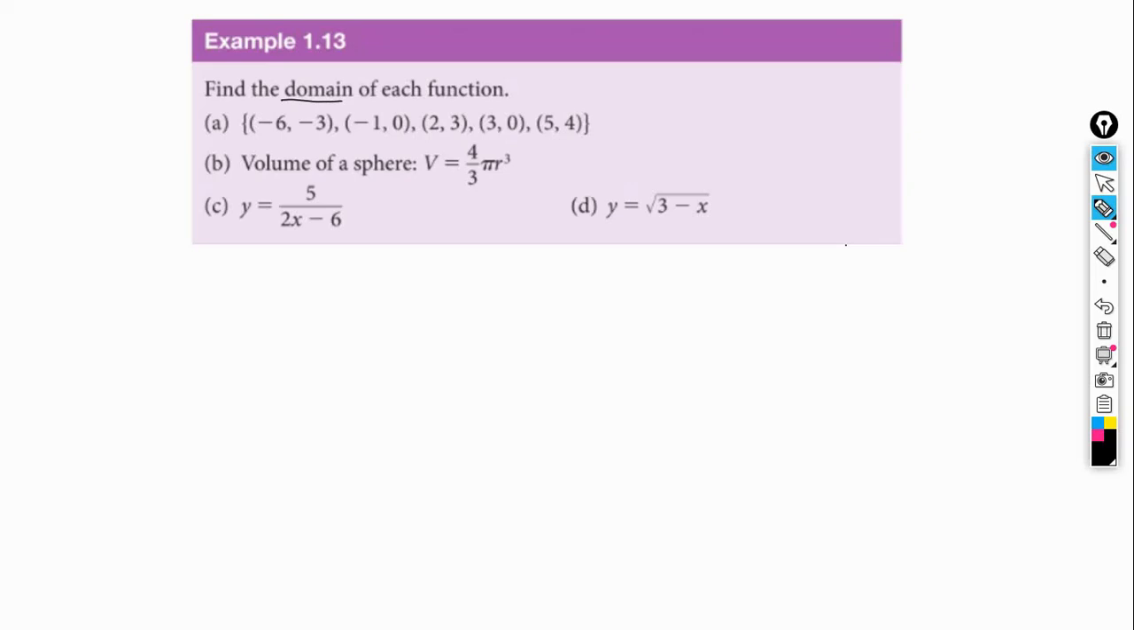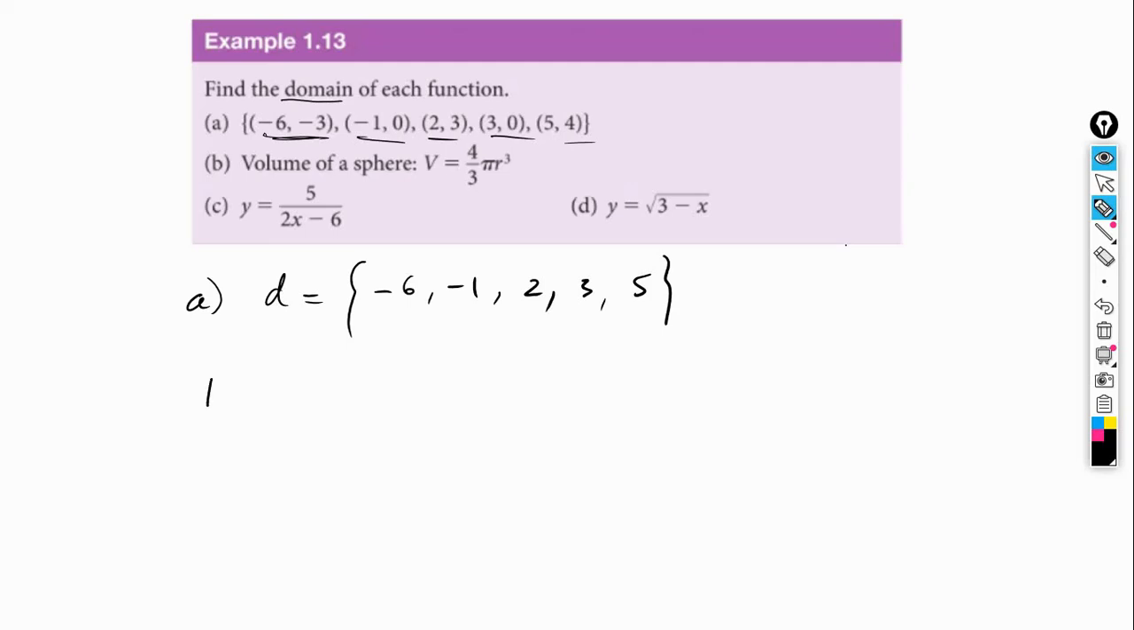So for letter A, notice that we are given a list of coordinates. So here we have these coordinates. So the domain, in this case, would be equal to all the x coordinates of these points. So we make a list: -6, -1, 2, 3, and 5. This is what's called discrete data, not continuous data, because it's a set of points.